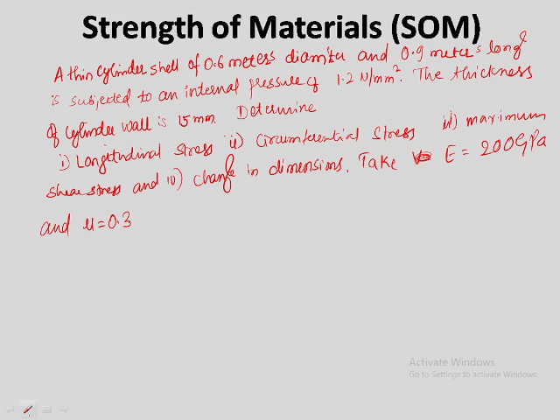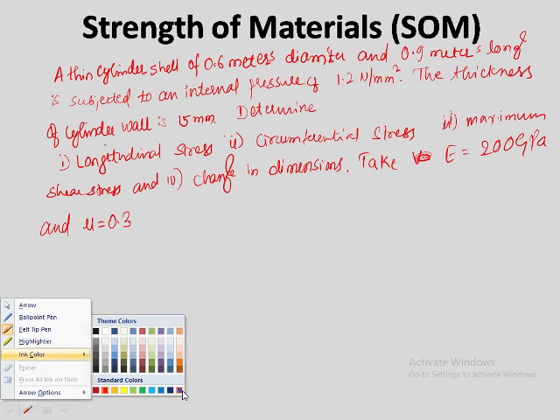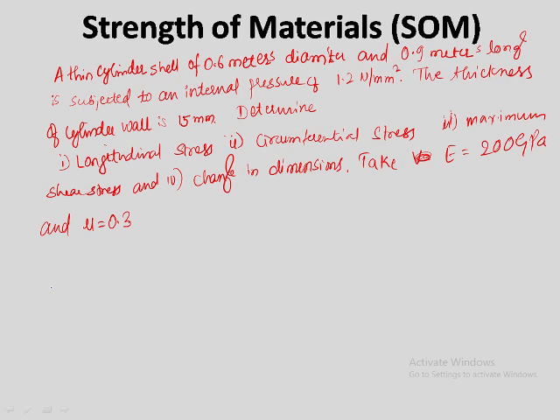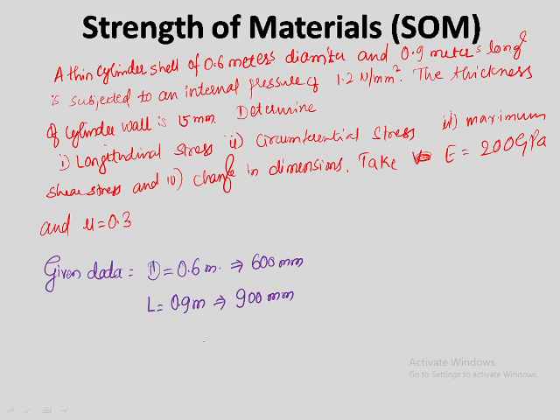Now, the first thing is you need to find out the longitudinal stress. First you note down the given data. Diameter D equal to 0.6 meter, which is equal to 600 mm. Length of cylinder is 0.9 meter, which is 900 mm. Inside fluid pressure P is 1.2 Newton per mm square or 1.2 megapascal. Thickness of cylinder wall T is 15 mm.